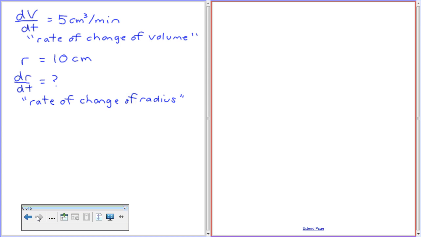We have the ending radius, but don't we need an initial radius? No, we don't. That's the magic of calculus. Here we go. Okay. What's the equation for the volume of a sphere, please? No. Close, but no. 2 pi r.